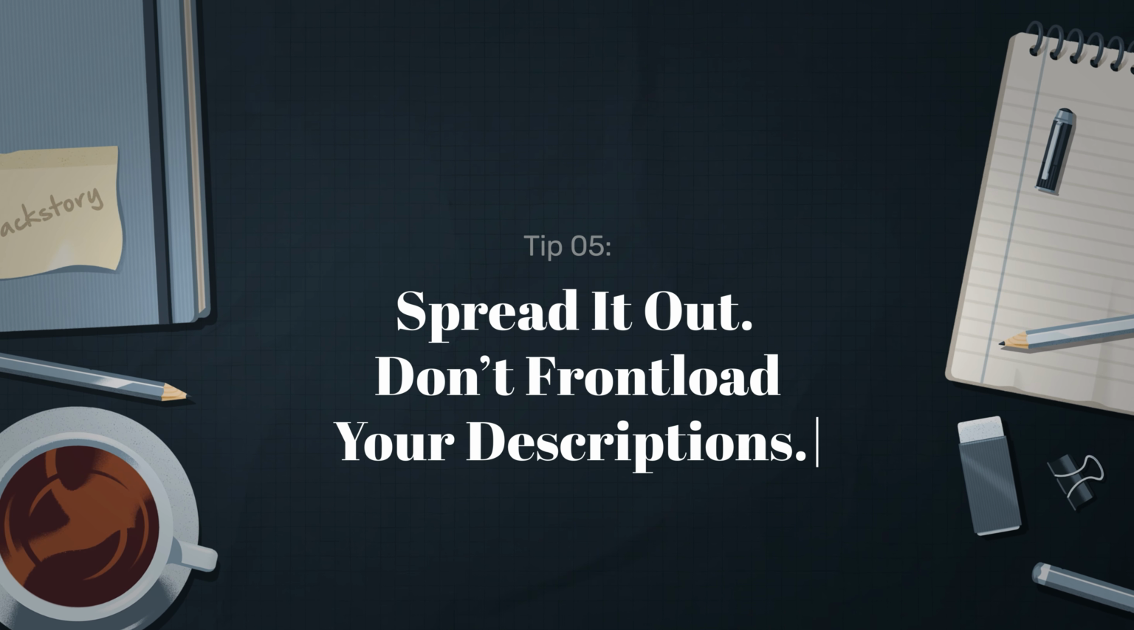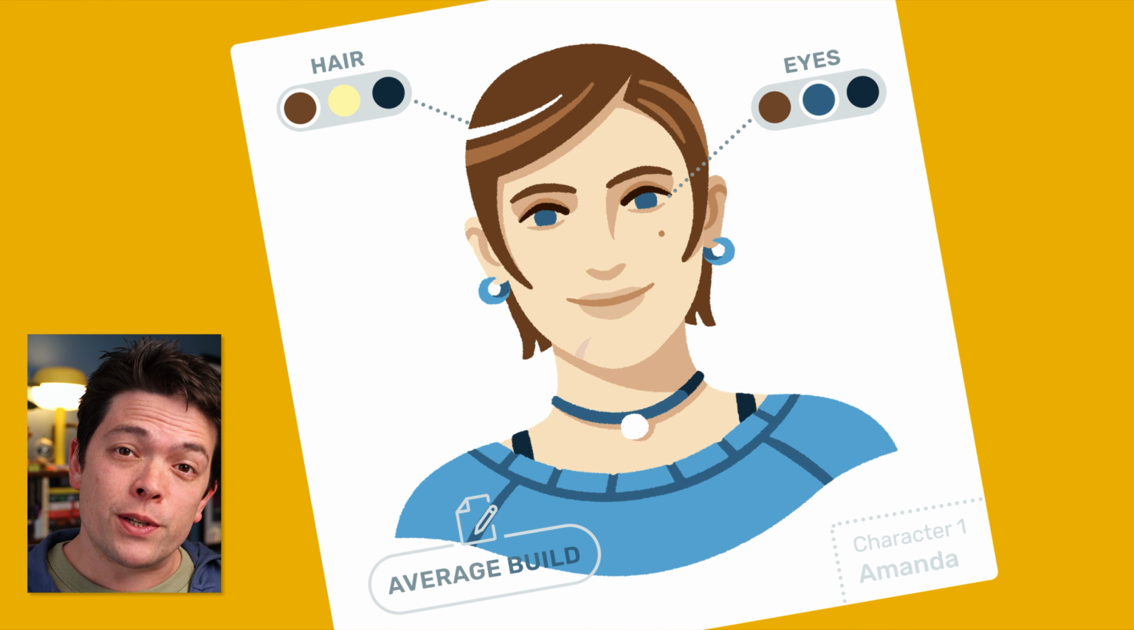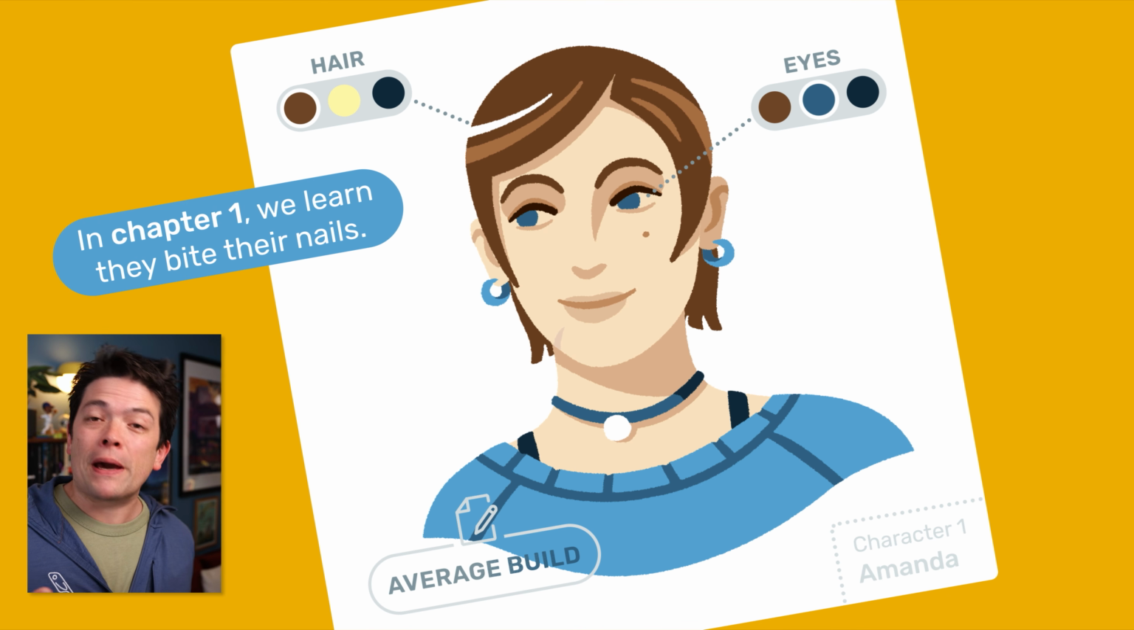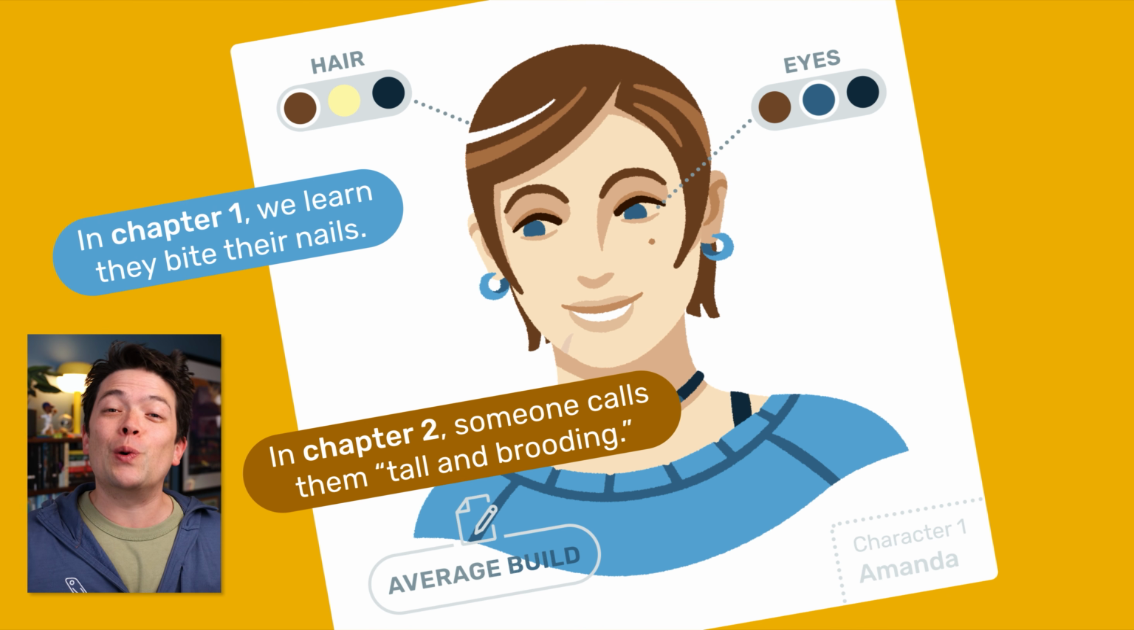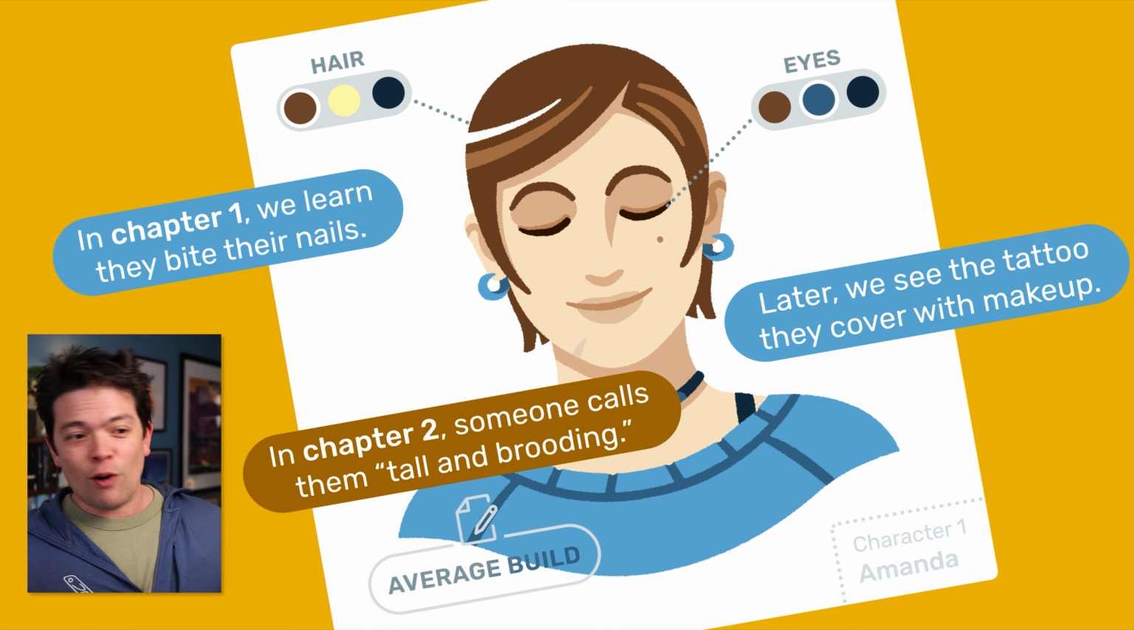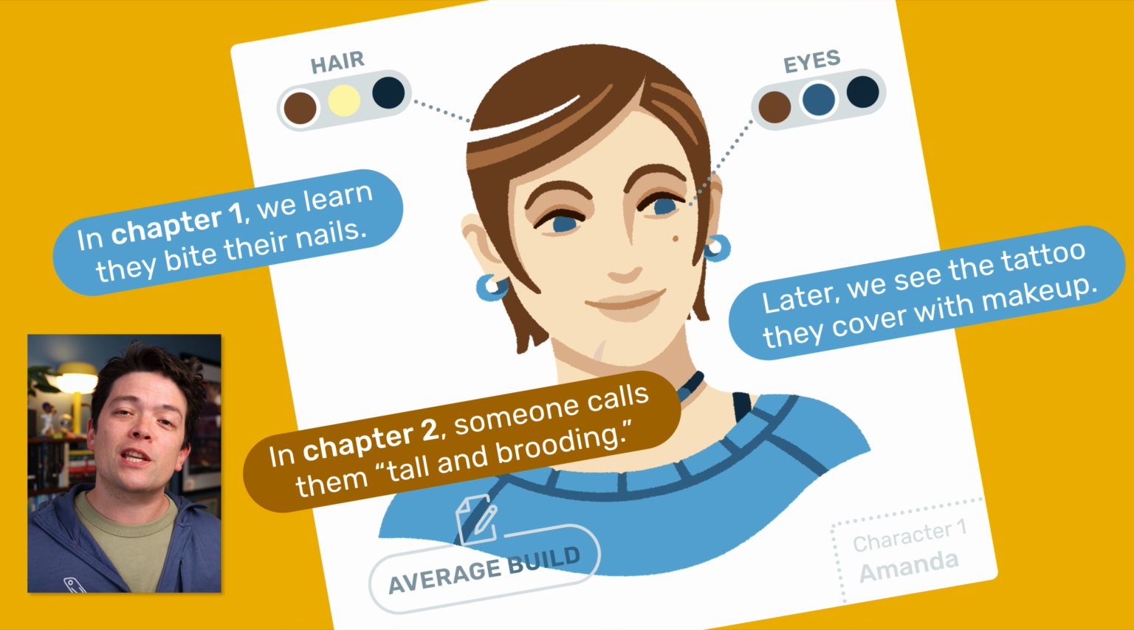Spread it out. Don't front load it. One of the most common mistakes new writers make is trying to cram in every visual detail about a character into that first paragraph in which they appear. Don't do that. Readers don't need to know everything right away. Let the image build organically across scenes. In chapter 1 we see them bite their nails. In chapter 2 someone might call them tall and brooding. Then later on we might see that they cover up a tattoo with makeup.